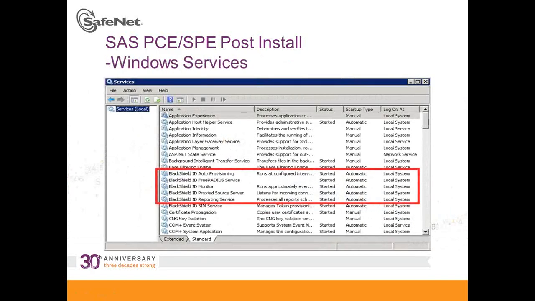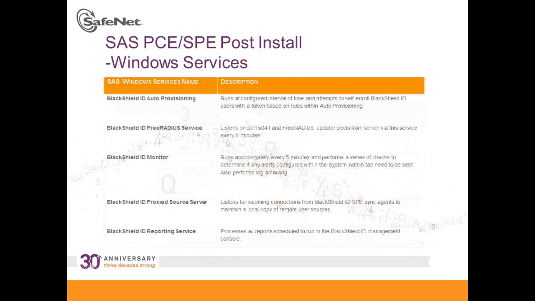We have some Windows services I just want to review with you as well. We have our Black Shield auto provisioning service, our free radius service, our Black Shield ID monitor service, our proxy source service, and our Black Shield reporting service. I've provided you with some description of each of these services. So the Black Shield ID auto provision runs at a configured interval of time and attempts to self-enroll Black Shield ID users with a token based on rules within auto provisioning.